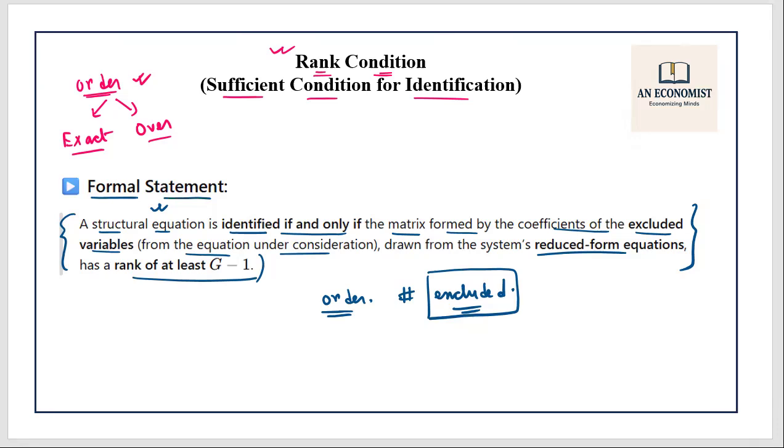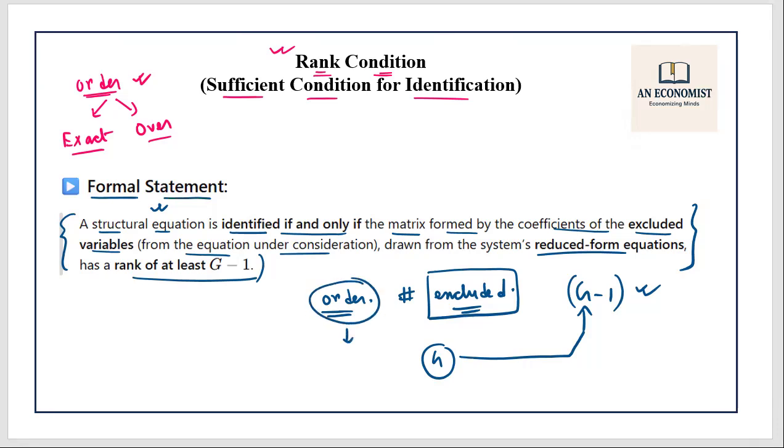So in the order condition, we said that we need at least G minus 1 instruments in order to identify equations where we are dealing with G total endogenous variables. In a system of equations, if we have G total endogenous variables, leaving the one endogenous variable we are concerned with in a particular equation, we need at least G minus 1 excluded exogenous variables, or excluded instruments, basically instruments that will help us identify the equation. That is what we said in the order condition, right?